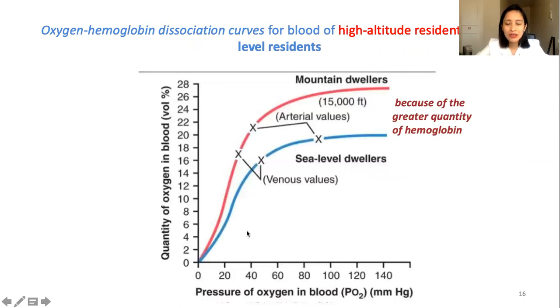So I'd like to demonstrate to you the mountain dwellers versus sea level dwellers. Initially at sea level, you see that the quantity of oxygen in the blood rises up to about 47%, but in mountain dwellers, it's much higher. In sea level dwellers, the partial pressure of oxygen in the venous blood is about 80, maybe 86%, but in mountain dwellers, it's much higher. And this is because of the greater quantity of hemoglobin.